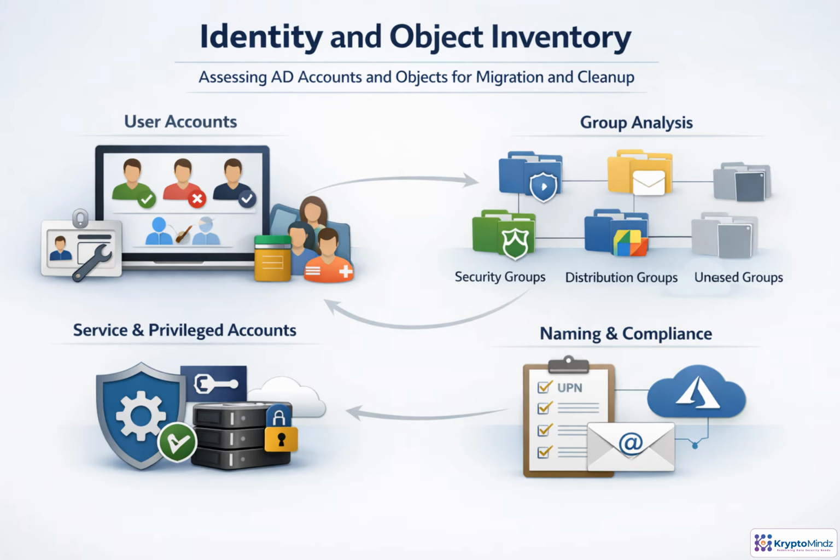Identity inventory is about making the directory understandable. You need to know which user accounts are active, disabled, expired, shared, or tied to contractors. Groups need the same scrutiny, because nested or unused groups can carry permissions forward in unexpected ways. Service accounts and privileged accounts should be treated as their own risk category. They often support critical processes and may have excessive access. Also check the identity data itself: naming standards, UPNs, email addresses, and required attributes. A good inventory turns Active Directory from a black box into a decision list: migrate, fix, consolidate, or retire.